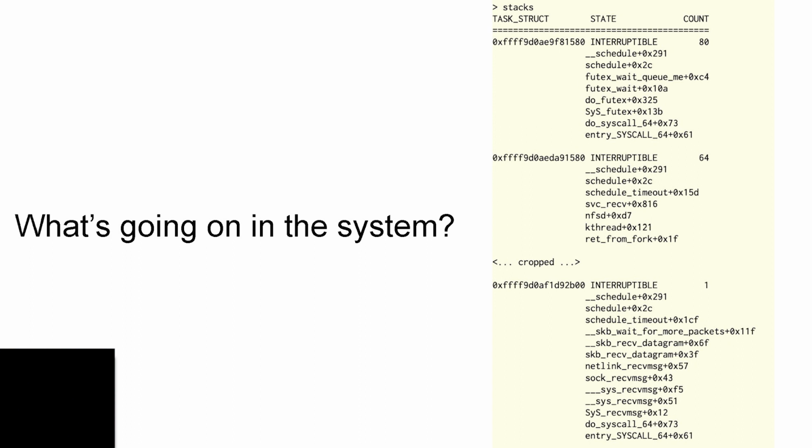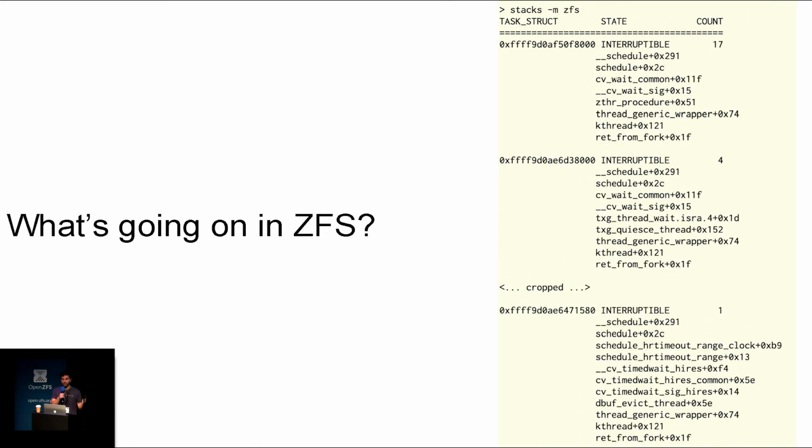You can see, for example, in this system, we have like 64 threads that are NFS servers waiting for something. And all the way down, all these things are sorted by count. We see some networking thread doing something. But we want to examine ZFS issues, so we can ask, okay, what's going on specifically for ZFS?